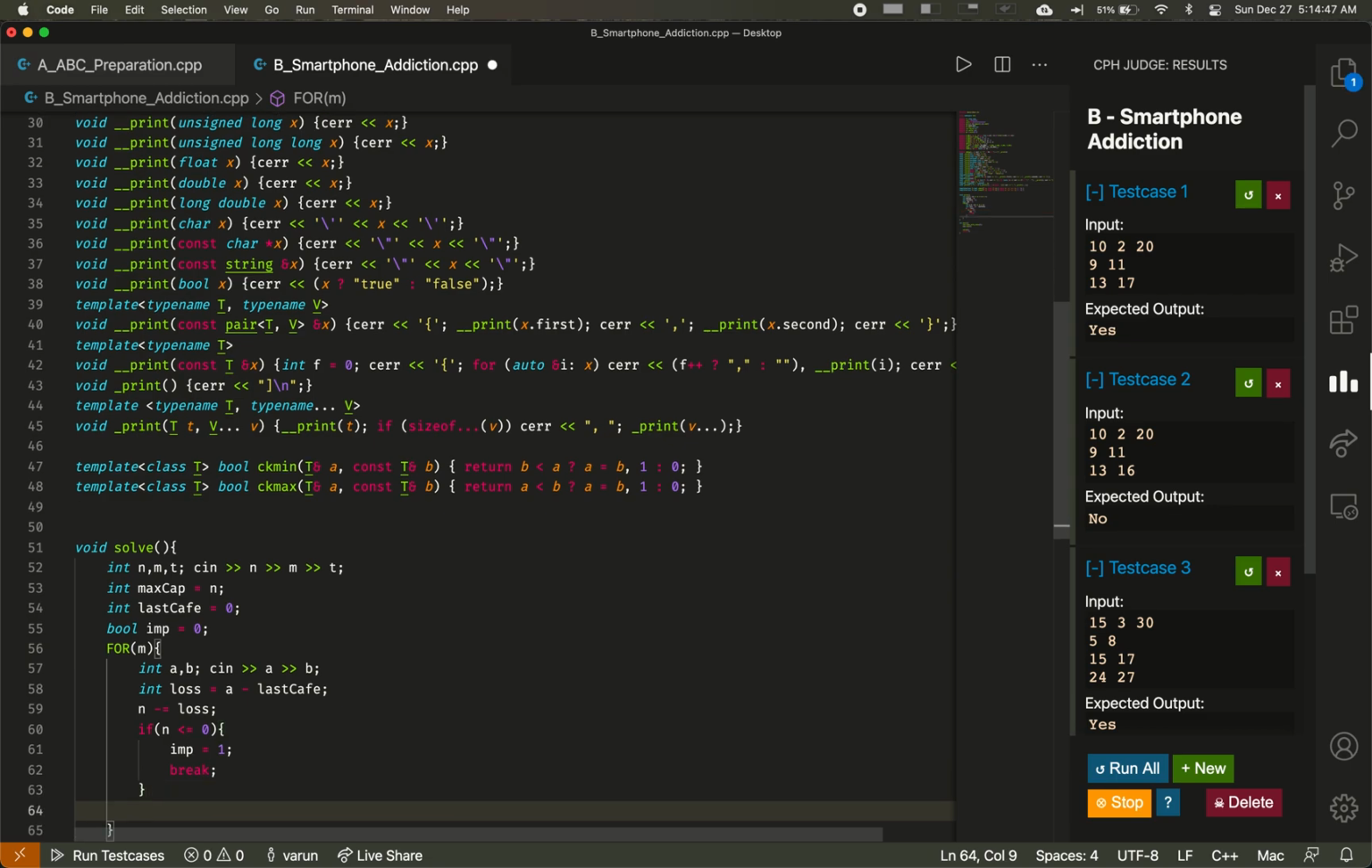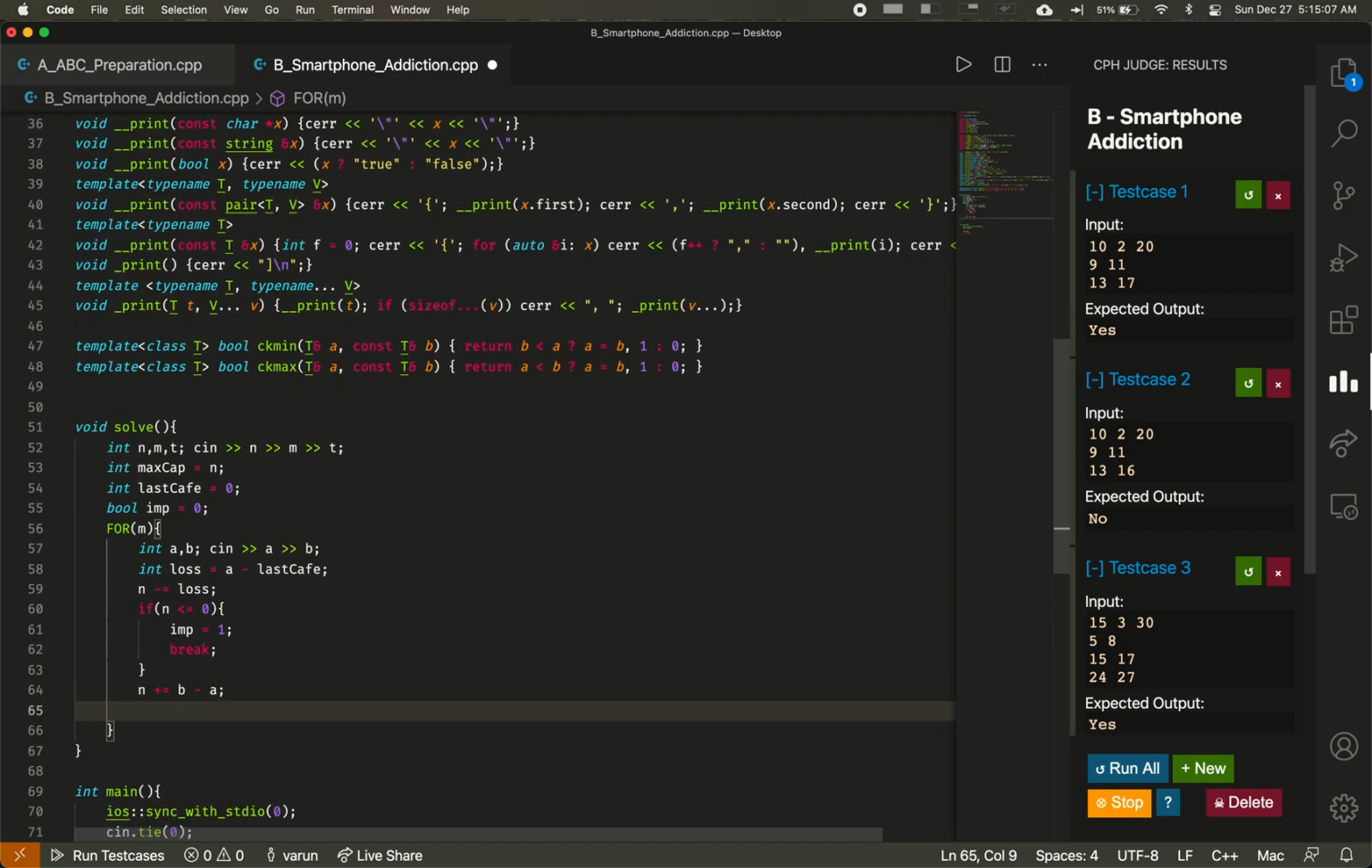Now when he's at the cafe, the amount of charge he earns back would be B minus A. He entered at time A, he leaves at time B. So in the time interval of B minus A, that's the number of points he gets back in his battery.